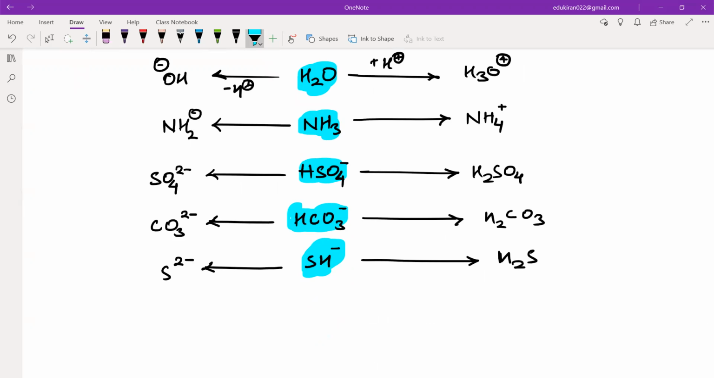If they are adding a proton, that means they are acting as a base. And if they are removing, then they are acting as an acid.